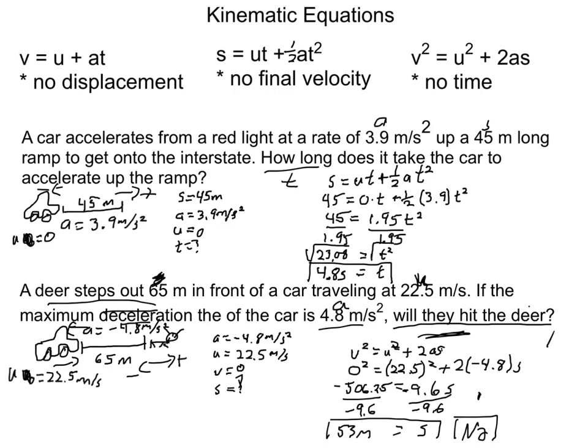That means we have a positive displacement, which makes sense, right? Because we're going to the right, which I call positive. So it better be a positive displacement, otherwise I did something wrong. Whenever I do that, I come out with 53 meters, meaning that no, we did not hit the deer.